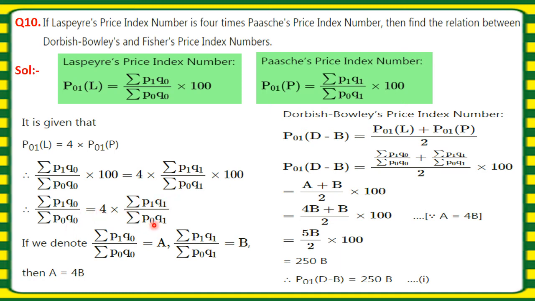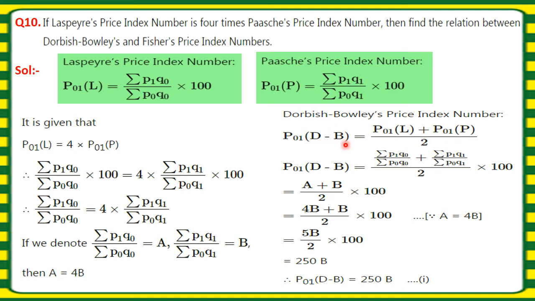Now we represent the left hand side as capital A, and the right hand side quantity sigma P1 Q1 upon sigma P0 Q1 as B. That is, by the given equation, we can write A is equal to 4 times B. Now Dorbish-Bowley's price index number can be written as P01 of DB is equal to P01 of L plus P01 of P divided by 2, that is the arithmetic mean of Laspeyres' and Paasche's price index numbers gives Dorbish-Bowley's price index number.